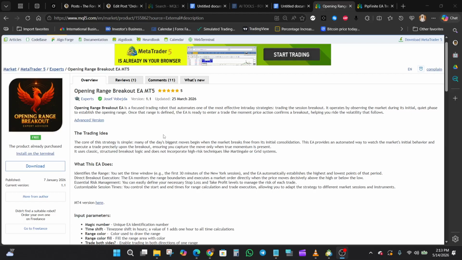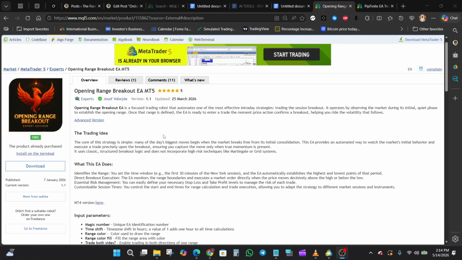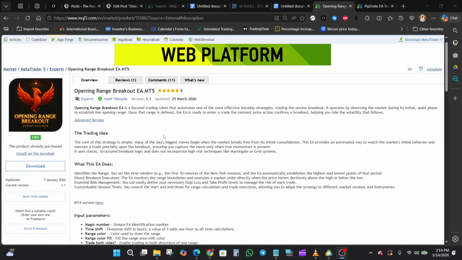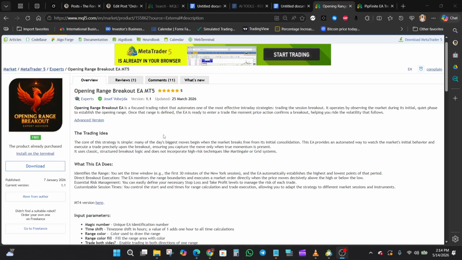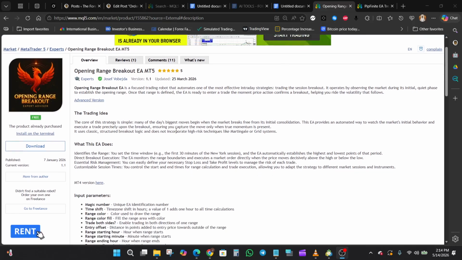As I go through the description, the main idea behind the system is pretty straightforward. The EA observes the market during an initial consolidation period, establishes a defined trading range, and then waits for price to break above or below that range before executing a trade. The developer also clearly mentions that the strategy does not use martingale or grid systems, which is something many traders usually want clarified early.